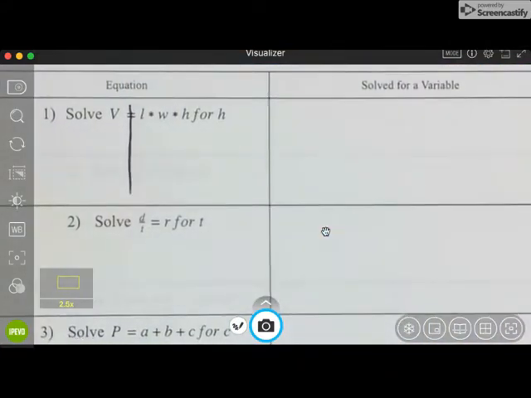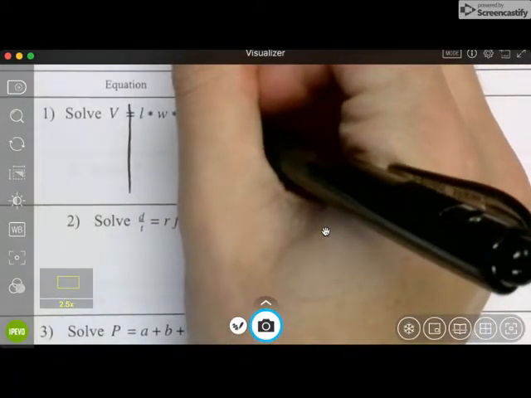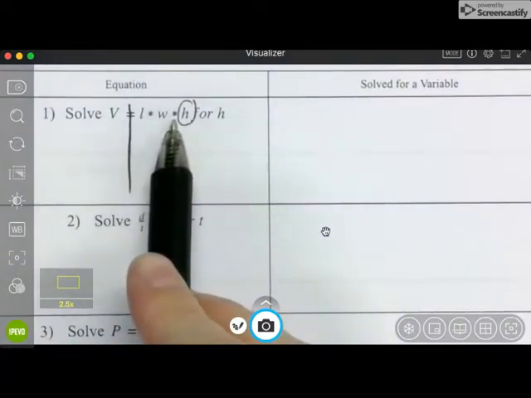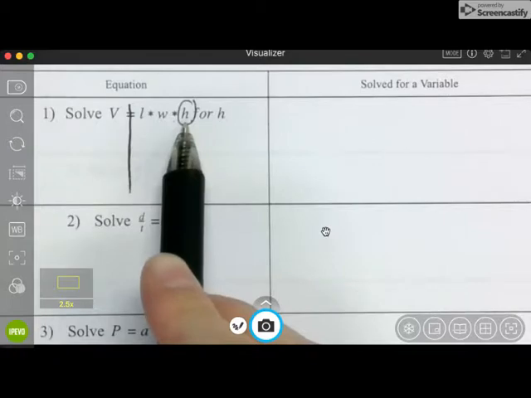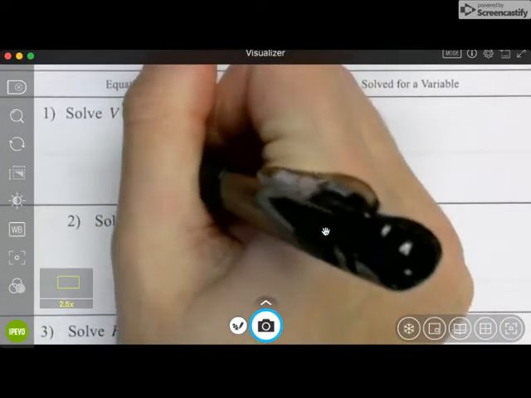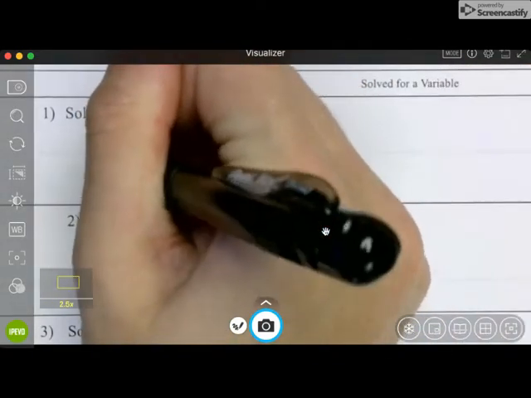Okay? Then I'm going to look and see, is there anything to distribute? No. Is there anything to combine? No. Is there anything to isolate? Yeah. So I want to get this h alone. What do these mean? Multiply. So if I want to get this alone, how do I undo this multiplication? I need to divide. So I'm going to divide by L times W on both sides.